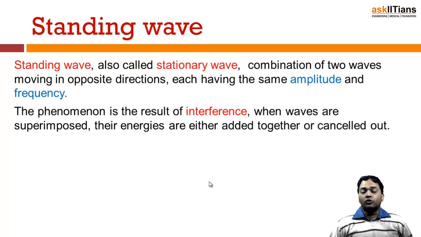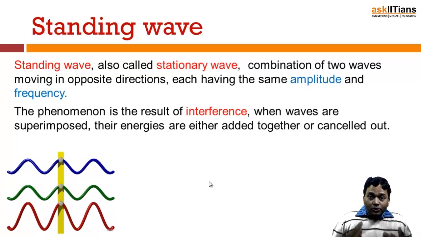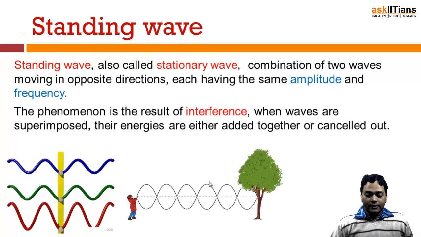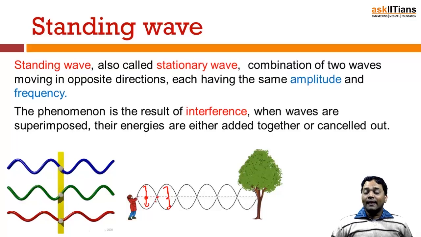When the waves are superimposed, their energies are either going to be added together in the case of maximum amplitude, or they are going to cancel out. That is what is known as interference, and that produces what is known as a standing wave. As you can see from this figure, one wave goes like this, the other wave goes like this. As a result, if you sum it up, the net motion is 0 at all points. Since the net motion is 0, that is the result of standing waves.